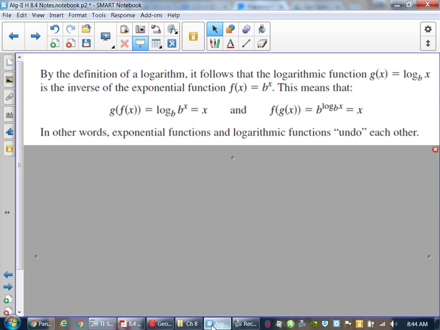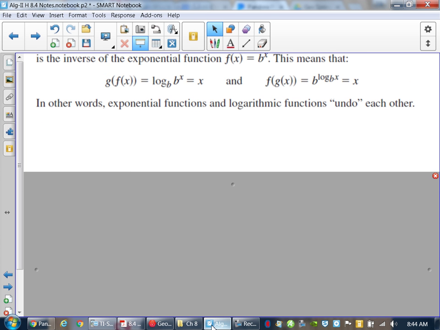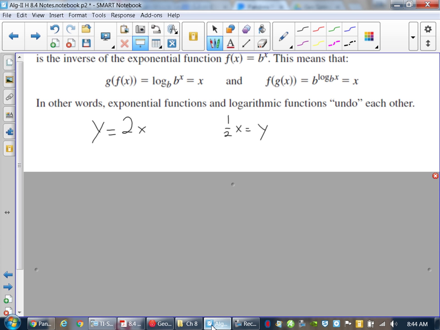remember what you can do to show that they are equal to one another is that you could, we did this before, when you substitute in one for the other and you simplify it out, you're going to get x. Yes? No? Vaguely remember? No. So what happens here, if we go back to the idea where we had y equals 2x, let's just leave it as y equals 2x, and then the inverse of that would have been 1/2 x equals y. Everybody okay with that?